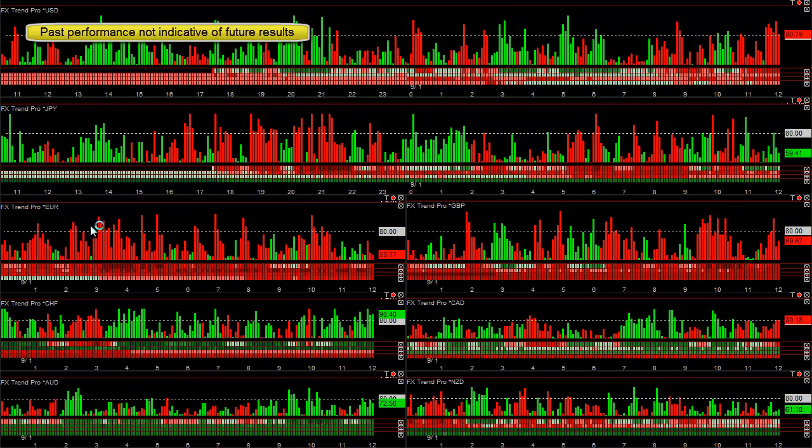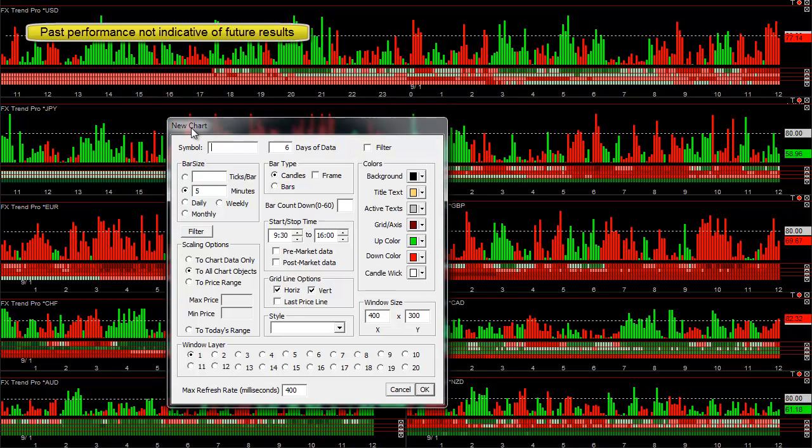Let me bring up a separate chart here. So the euro was weak last night. The dollar was strong from 3 to 6. So you could sell the euro dollar from 3 to 6.